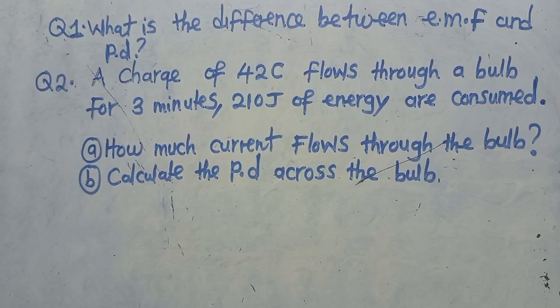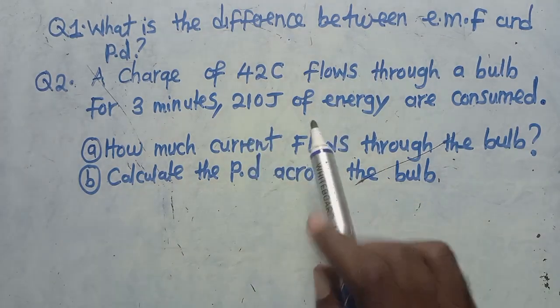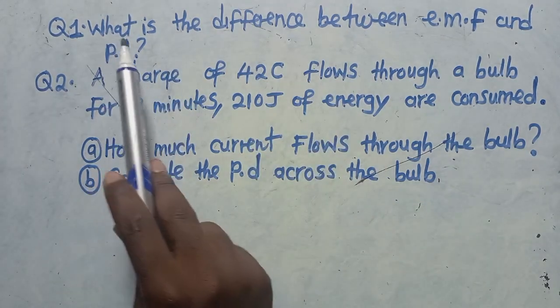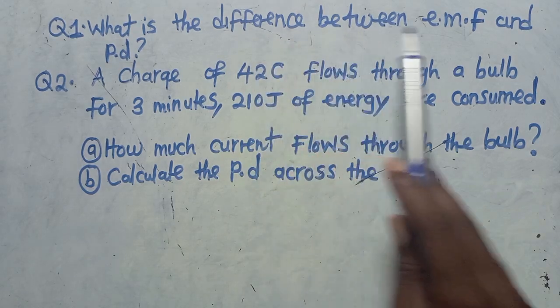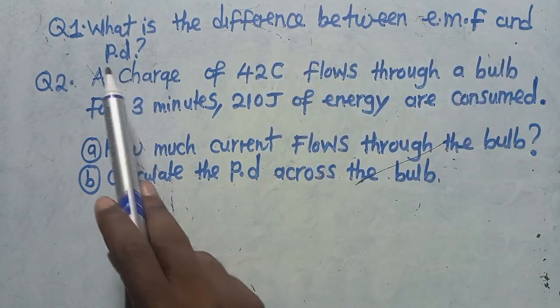Hello, I welcome you all to this wonderful question looking at electricity. Specifically, it's falling under current and potential difference. How to calculate this? Before we look at this question, we've got this wonderful question that is here. What is the difference between EMF and PD?